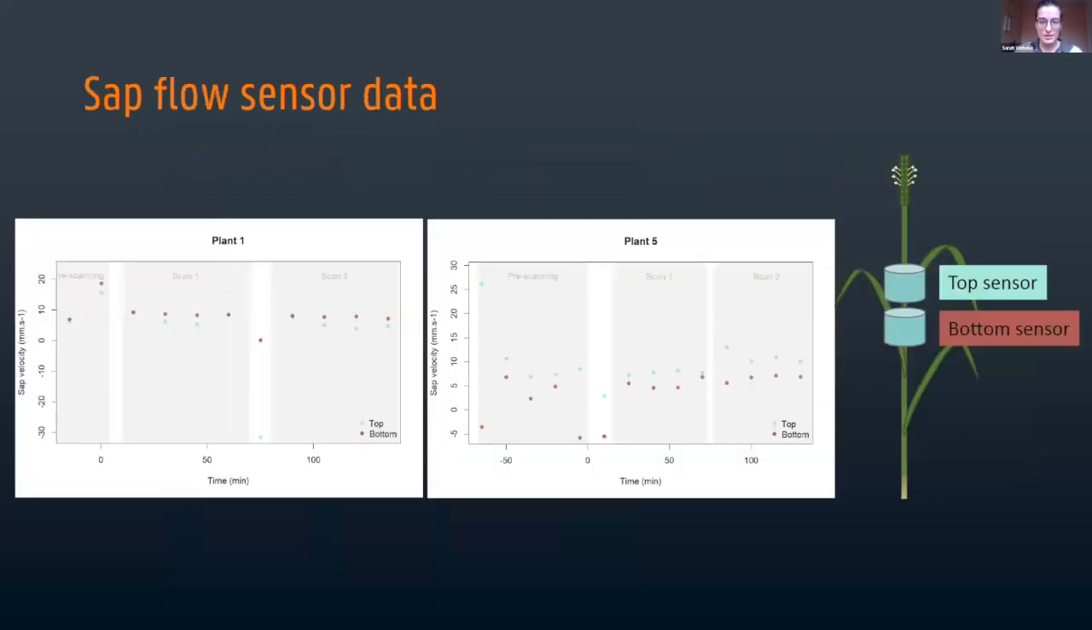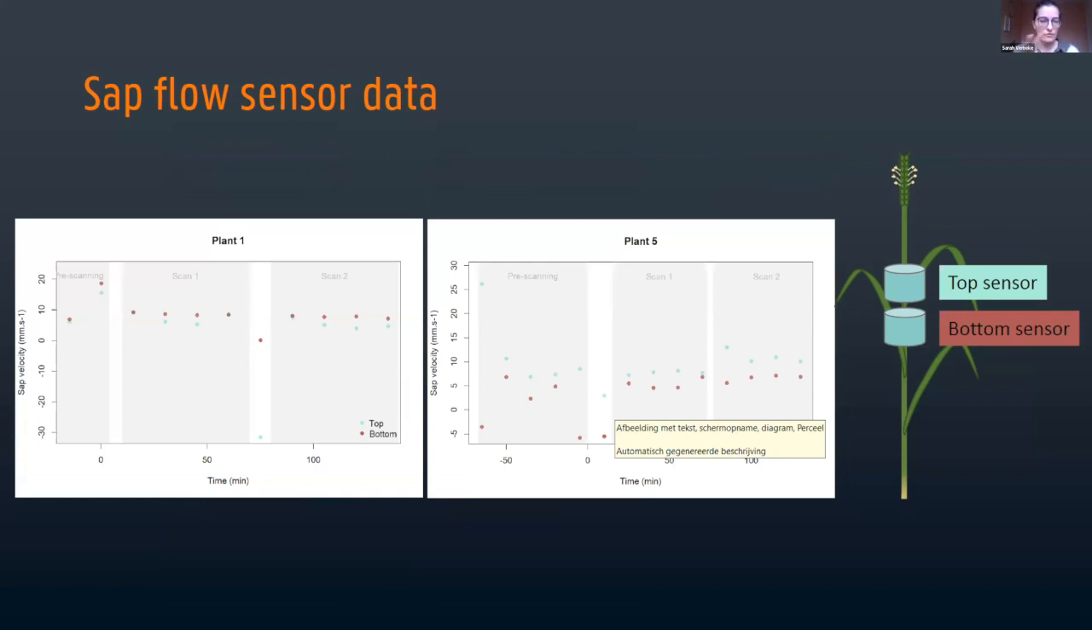Then I can already go to the data of the sap flow sensors. So you see here 2 examples of 2 sensors. And in the pre-scanning phase, you see there is a lot of variation, more than what I would like. Also in between the scans, when the table bed moved out of the scanner, there was a lot of interference, and these measurements were not good. But during the periods that we scanned, I was really happy with this data.